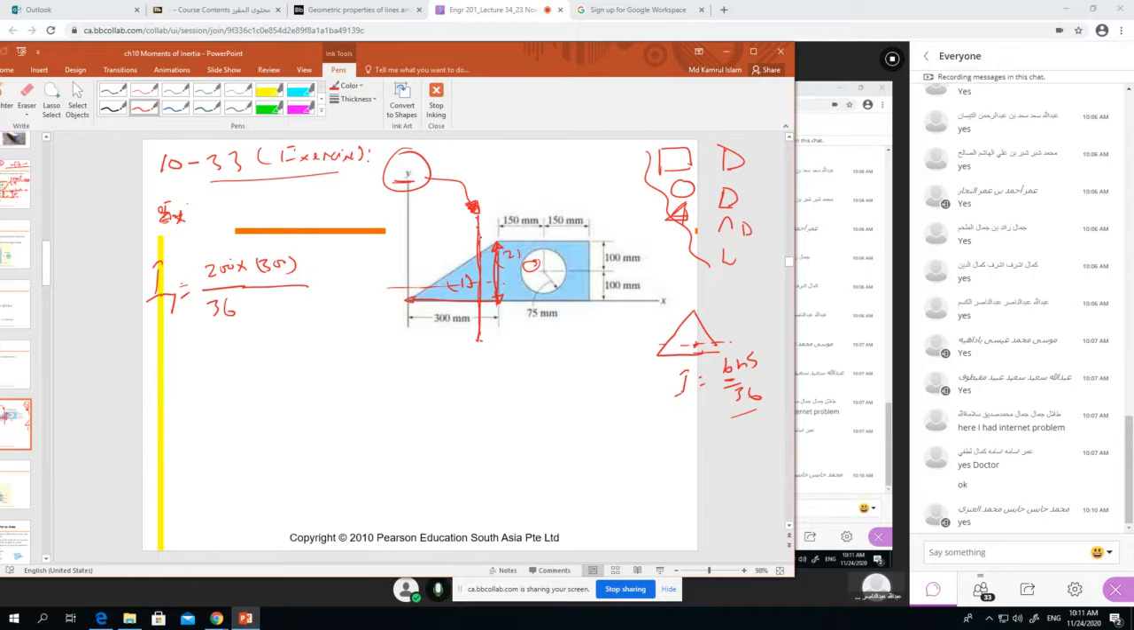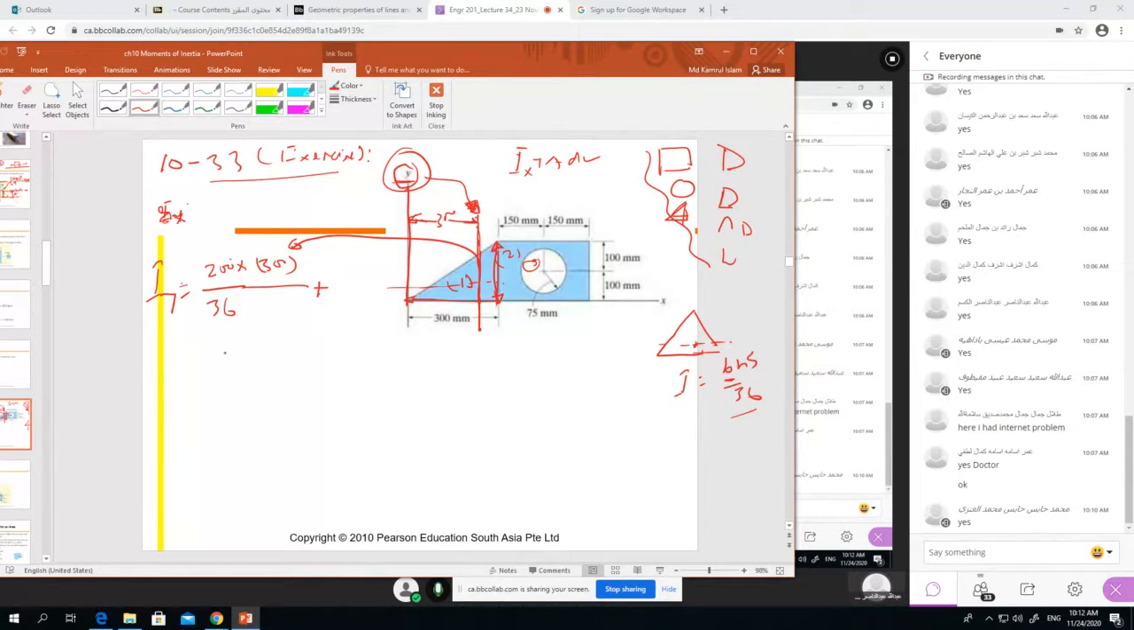But we are calculating from this axis. Whatever I wrote is from the centroidal axis of the triangle. But we are calculating from here, so we have to transfer the axis over this distance. So we have to write AD square, as we learned, Ix bar plus AD square.